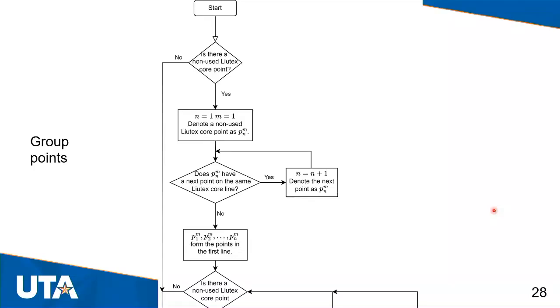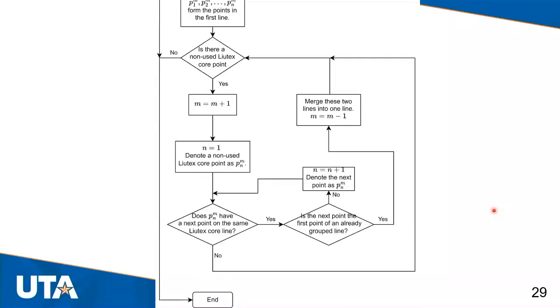Until there is not a next point, then we get a set of points on the same line, and this forms the first line. And if we still have unused points, we continue doing this process. So the number of lines plus 1, then we keep doing from the first point, find the next point, from the next point, from another next point, until we cannot find the next point.